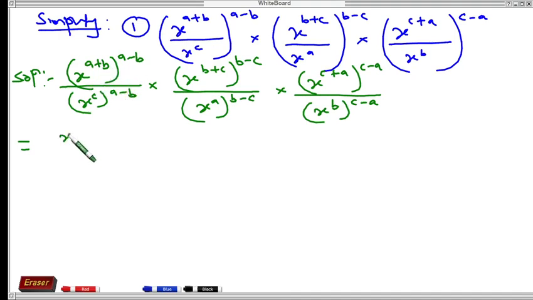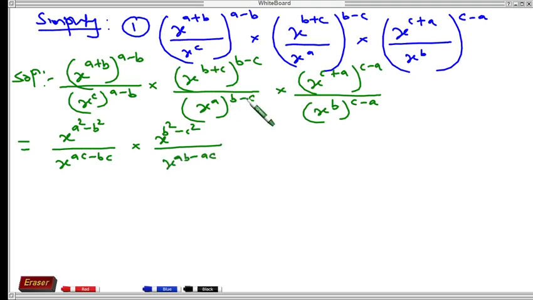So the upper one is x to the power a plus b times a minus b, that is a square minus b square, over x to the power c times a minus b, which is x to the power ac minus bc, in order, I have written. Similarly here x to the power b square minus c square over x to the power ab minus ac I have written here. Then x to the power c square minus a square over x to the power bc minus ab, the product of powers.